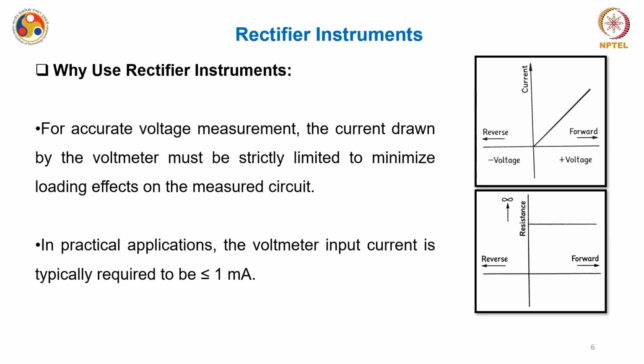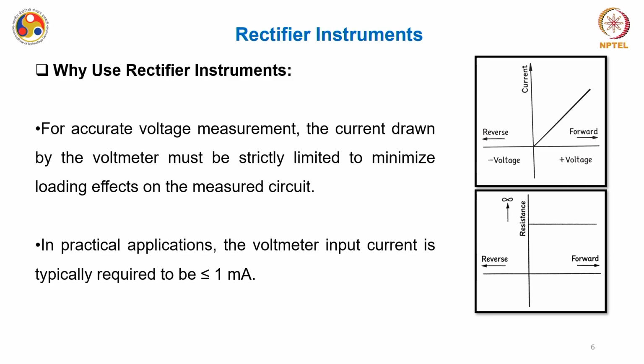For accurate voltage measurement, the current drawn by the voltmeter must be strictly limited to minimize any kind of loading effect that we have seen. The loading effect we are talking about is in connection with the circuit, or a component, across which we are trying to measure voltage. Whatever analog tool you are using, be it an electrodynamometer kind of tool or a PMMC kind of tool, you have to ensure that the analog meter itself does not load the circuit across which you are trying to measure the voltage.